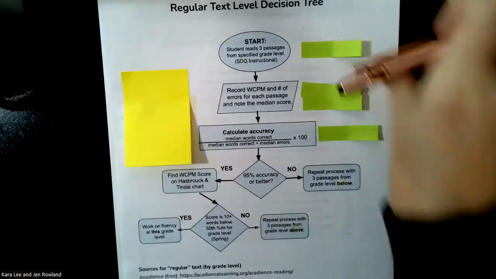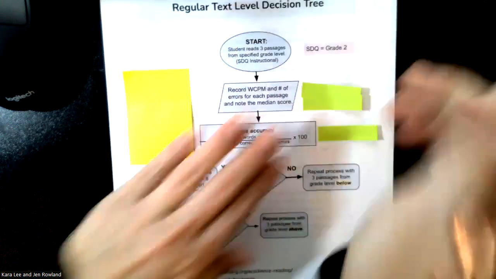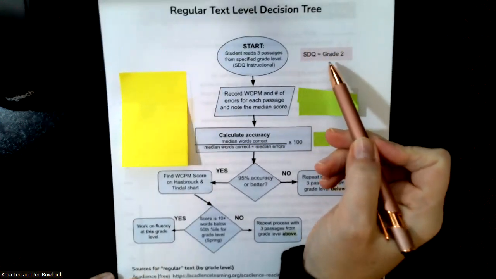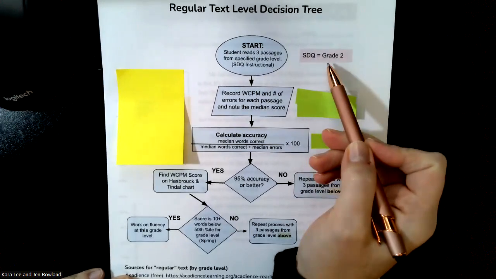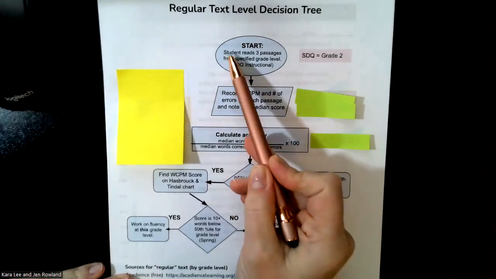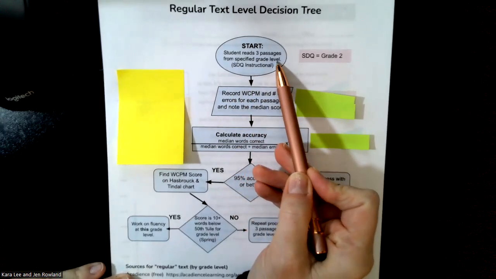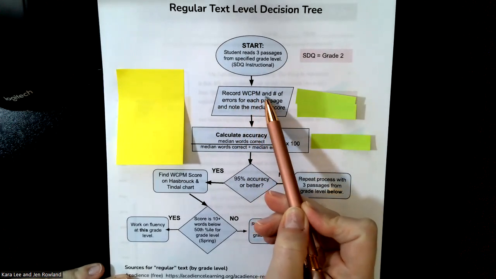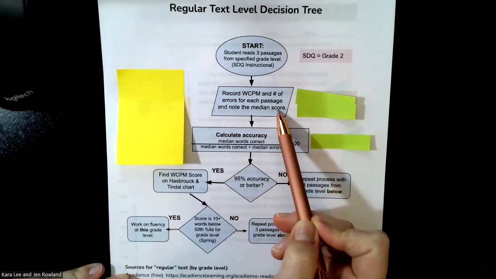So, back to my chart. What I have found is that now I know that I'm going to give second grade level ORF passages. How do I know that? From the San Diego Quick. Okay. So I give those 3 passages right here. Student reads 3 passages from specified grade level, second grade level. Then I'm going to record the words correct per minute and number of errors for each passage and note the median score.